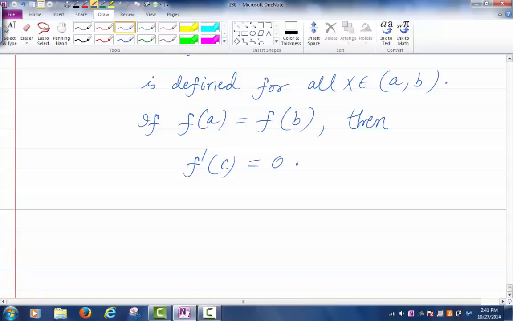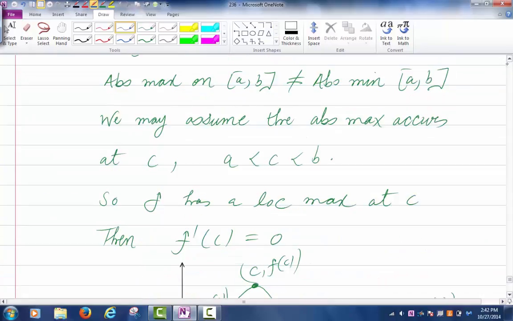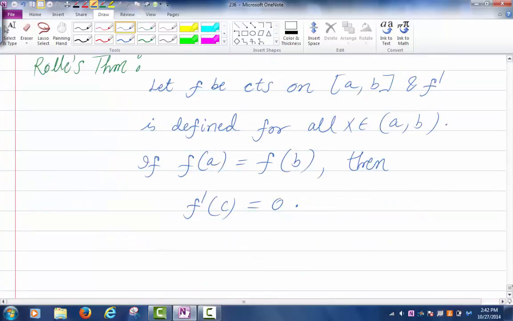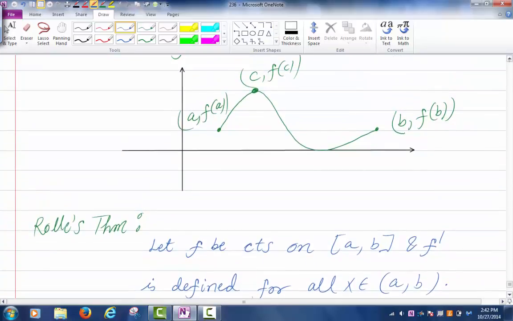Okay. So Rolle's theorem works for any function as long as the function is differentiable over the interval. Again, what this is saying is if the value of the function at a and b are the same, then the derivative must be zero somewhere. In other words, if you look back to this graph here, the height of the graph at a and b are the same.